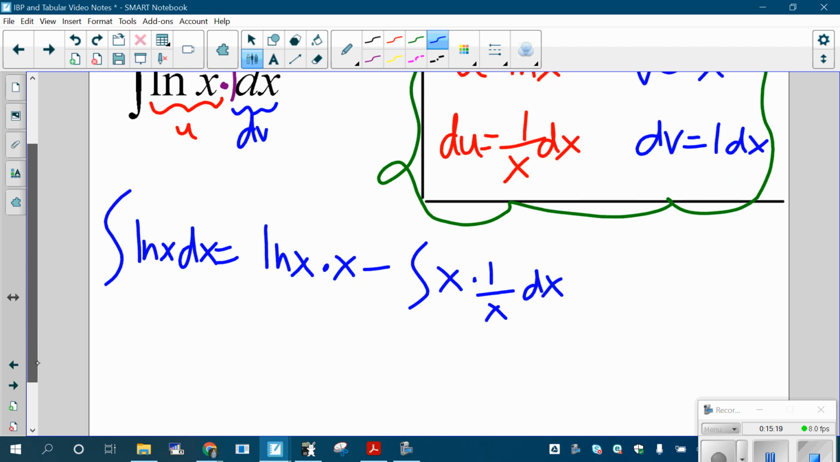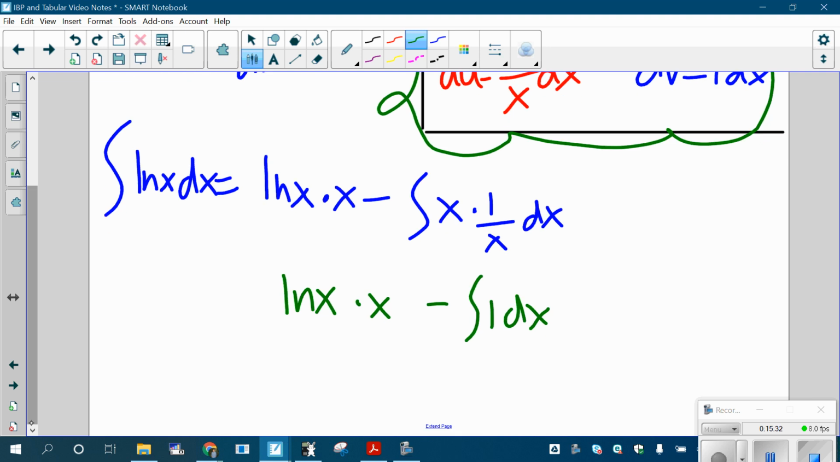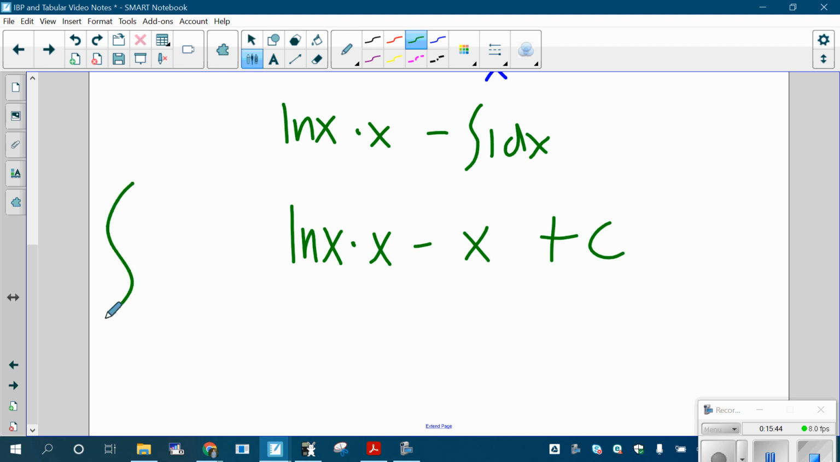Again, the purpose of integration by parts, not the purpose, but a nice thing that happens, is that the integral that you're left with in the formula better be something you can actually integrate. Okay, what's the integral of 1? Well, it's just x. So my answer is ln of x times x minus x plus c. That's the antiderivative of ln of x.